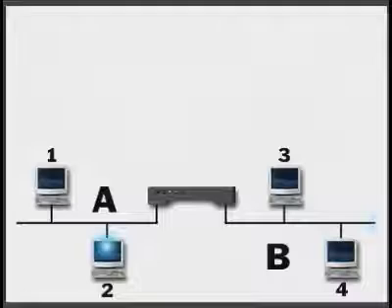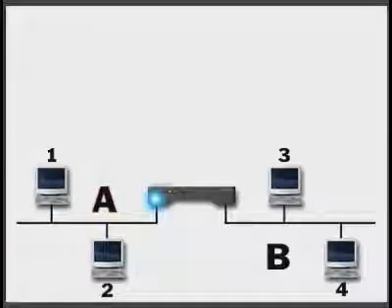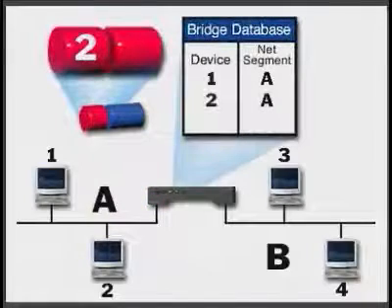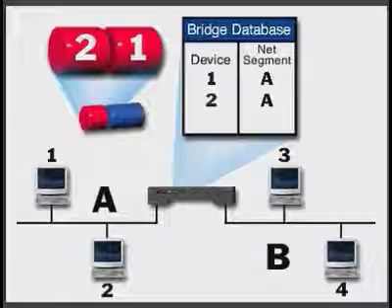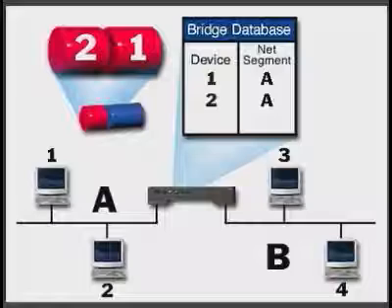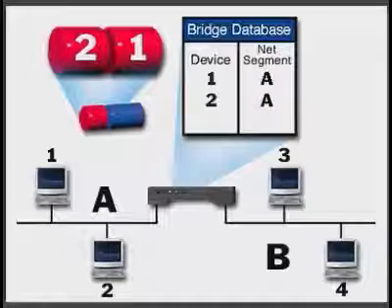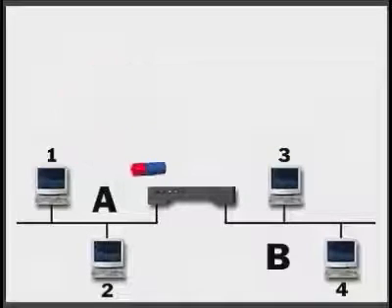Now suppose that computer 2 sends a message to computer 1, which is on the same segment. The frame arrives at the bridge, and an entry for computer 2 is added to the table. The bridge looks for the destination address in its table, in this case, computer 1. It finds that the destination address is on the same segment as the source address. In this case, the frame is dropped and is not transmitted to other segments.